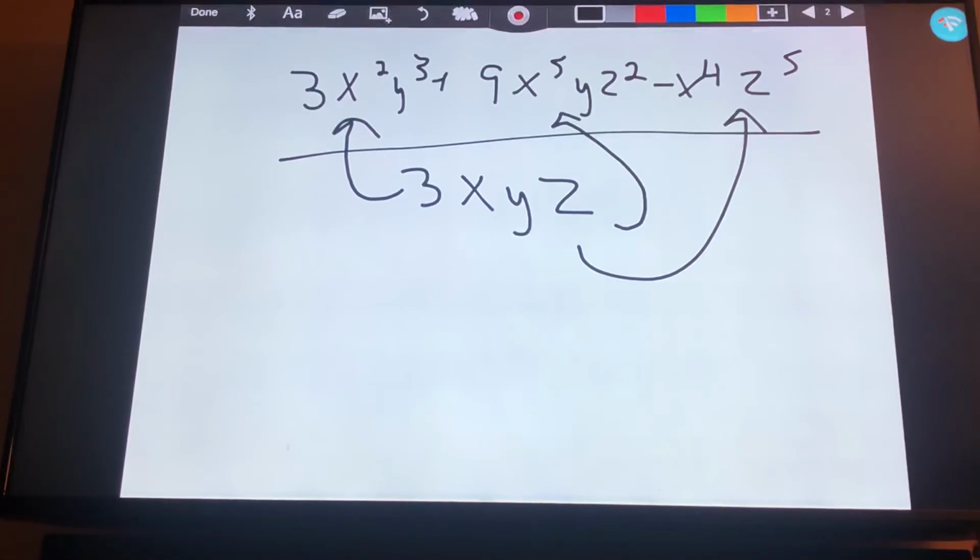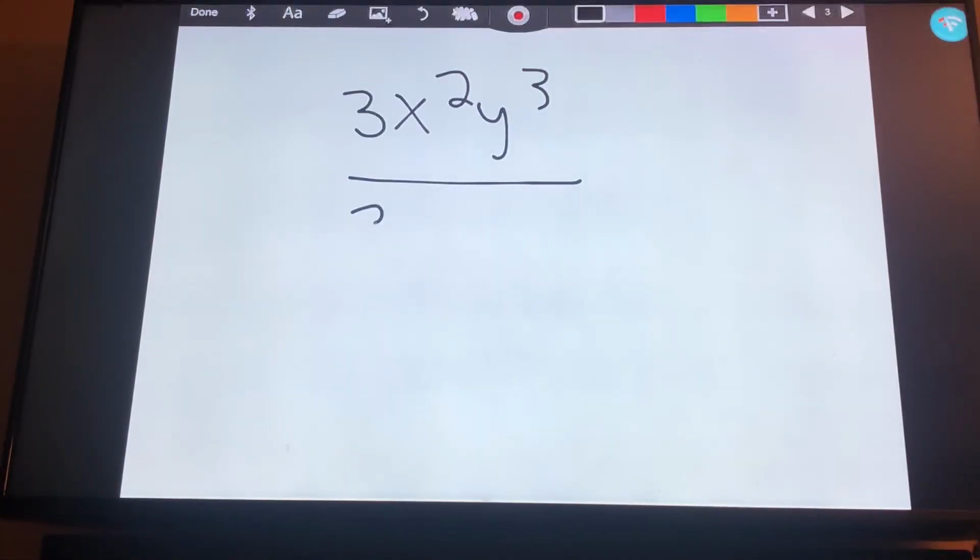With that being said, I want to flip over to another page and we're going to try to work them out individually. So let's take our first one, which was 3x squared y cubed, and we'll put it over our 3xzy. What do I want to do? I want to get rid of my x, the y if I can, and the z if I can. In order to do so, I need to start doing some subtractions.